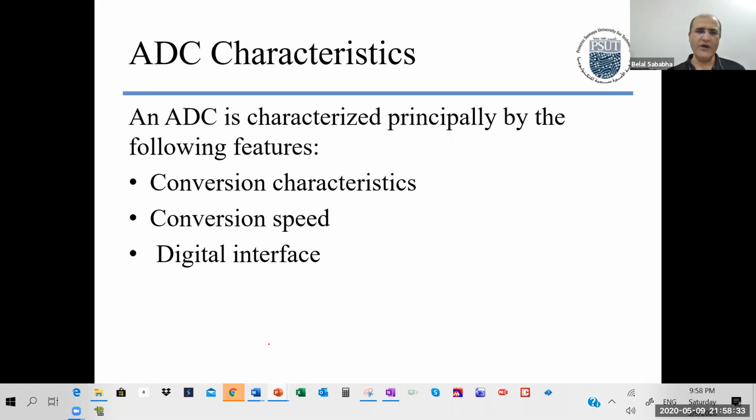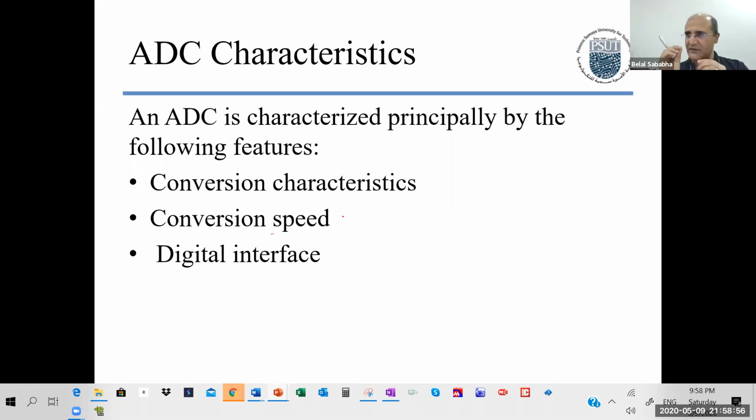We need to know the characteristics of the converter. I mean conversion speed, how fast, from the time you get the voltage until you get the number. When you read the voltage until you get the number, how much time is it going to take? Conversion speed. Then accuracy, the step size, which is the resolution that we were talking about.